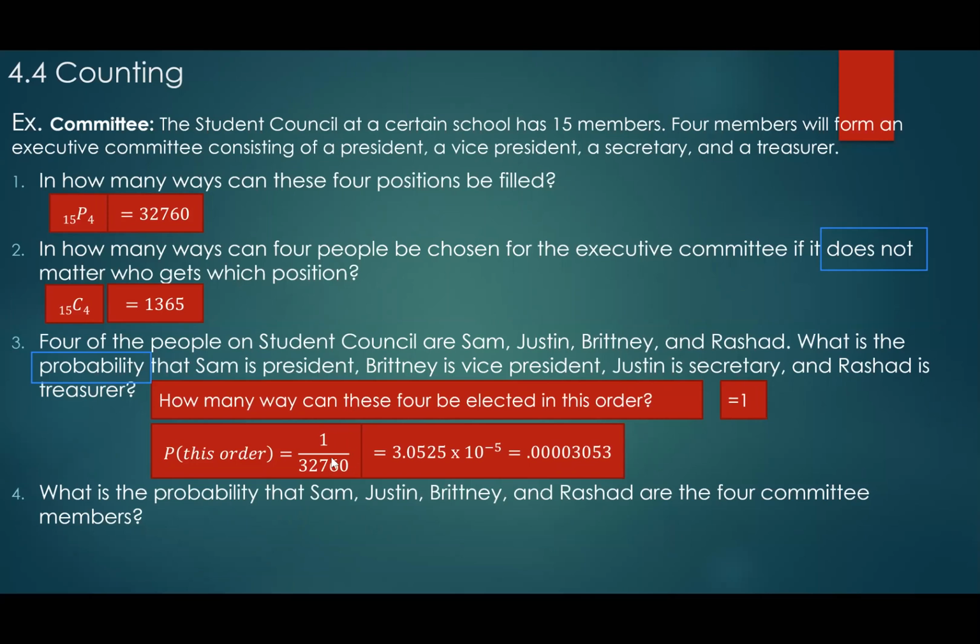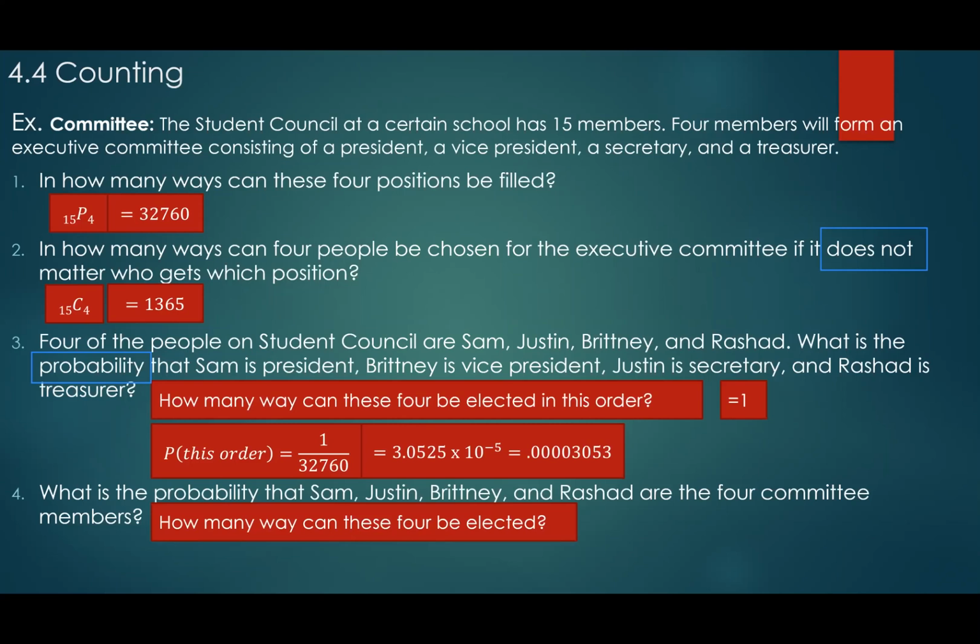And again, that is out of the total ways that I can choose where the order matters. And similarly, they ask what is the probability that Sam, Justin, Brittany, and Rashid are the 4 commissioners? Looking at this, how many ways can these 4 be elected? Still, there's only one way, right? We have 15 people. They might have Jennifer, they might have James, whoever. But we only need these 4 people, so there's only one way that these 4 people be selected. But do they give you a specific title for each of them to hold? They don't, they generalize. They just want these 4 people. It doesn't matter which position they have, which means the order doesn't matter.